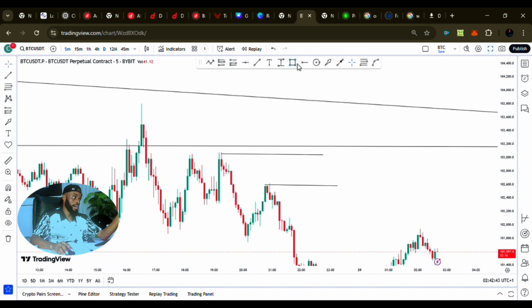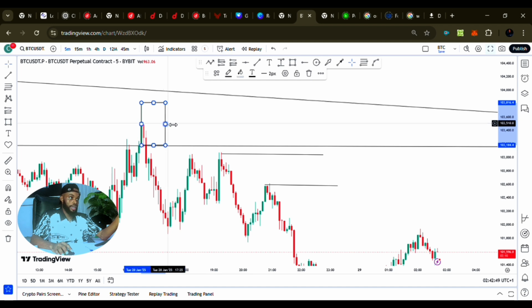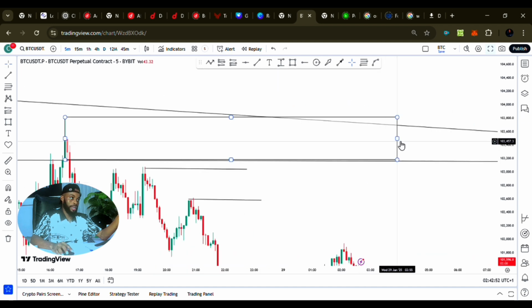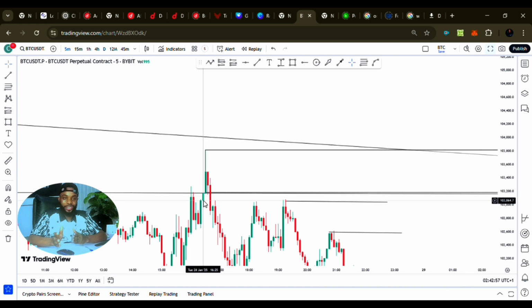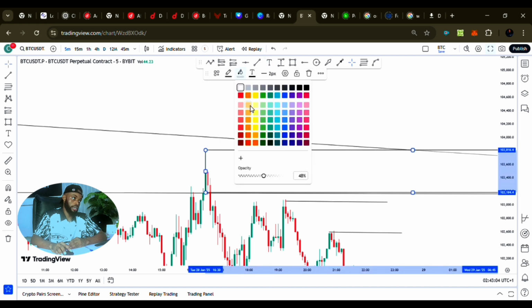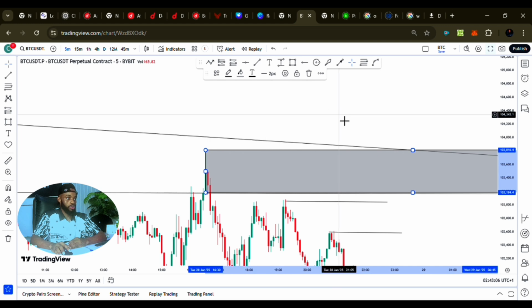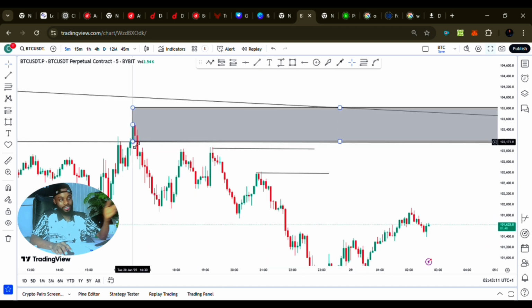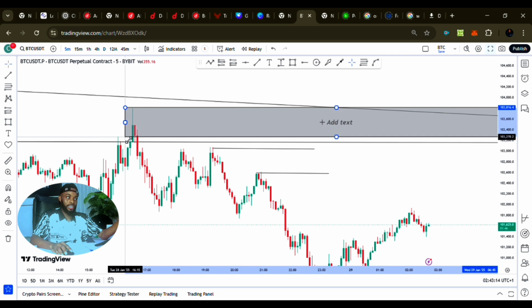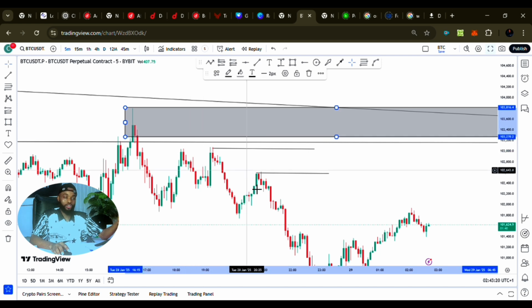So what I will do, I will pick my rectangle tool and draw it like this, but it's kind of too big. Let me color this black. As you can see, this is the 5 minutes time frame, so let me color it bright. Remember, this is our internal resistance level, which is also acting as a supply level. This is where the market is most likely to come and reject to the downside, right?